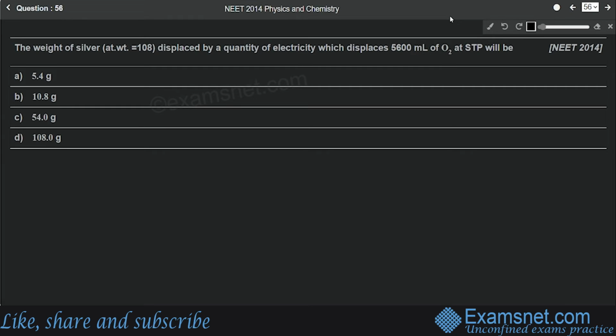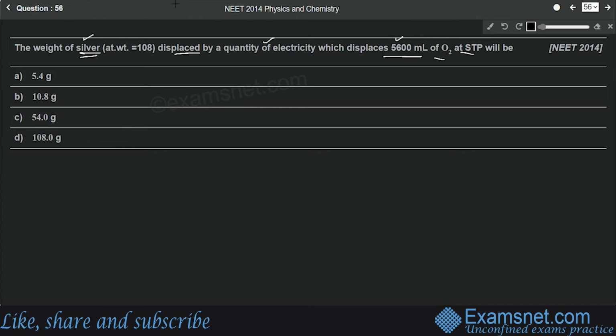Question number 56 is from the chapter Electrochemistry, and the question is, the weight of silver displaced by a quantity of electricity which displaces 5600 ml of oxygen at STP will be. So we have a certain quantity of electricity which displaces 5600 ml of oxygen, and the same quantity of electricity also displaces some amount of silver. So we have to find the weight of silver that is displaced.